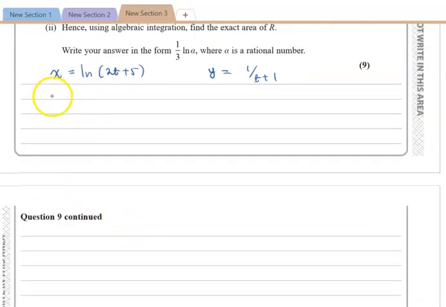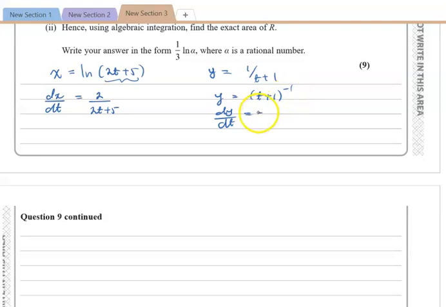First, we need to find the derivative of x. So dx/dt: remember the derivative of the natural log function. You get the derivative of the function inside, which is 2 in this case, over the function itself, which is 2t plus 5. That's dx/dt. Now for y, I'm going to write it as t plus 1 to the power negative 1, and then I'll use the chain rule. The negative 1 comes down, the derivative of the inside is 1, so it doesn't change, and then negative 1 minus 1 is negative 2. You can write this as negative 1 over t plus 1 squared.